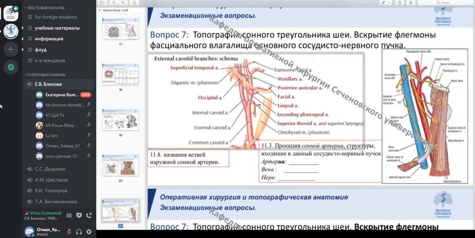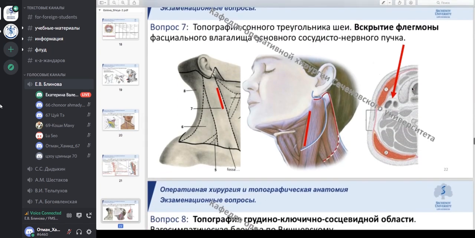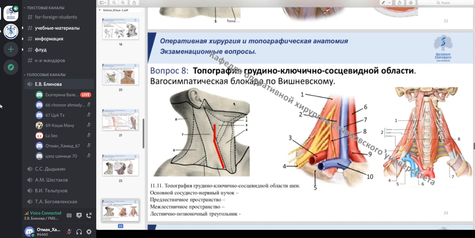What is the difference between the external and internal carotid arteries? The external carotid artery gives branches in the neck. The internal carotid artery does not give branches in the neck. How can you make a surgical access to the common carotid artery, internal jugular vein, or vagus nerve? You should make an incision along the anterior margin of the sternocleidomastoideus muscle inside of the carotid triangle.